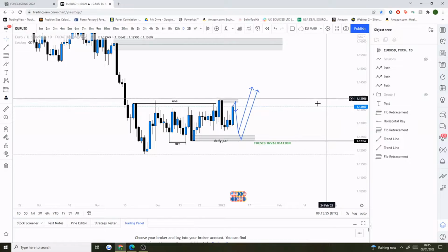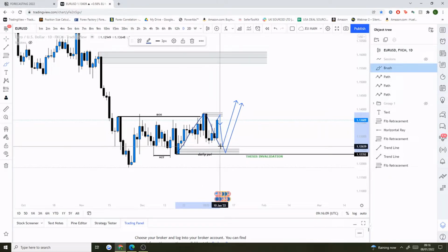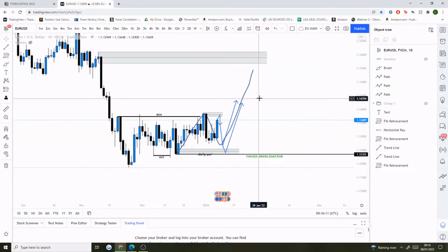But yeah, from a daily perspective, what I'm looking at is we've had a break of structure which shows that the market could go bullish now. So I'm expecting price to continue bullish. So essentially looking at something like this. So we've got a break of structure, retracement, and then we'll break structure again.